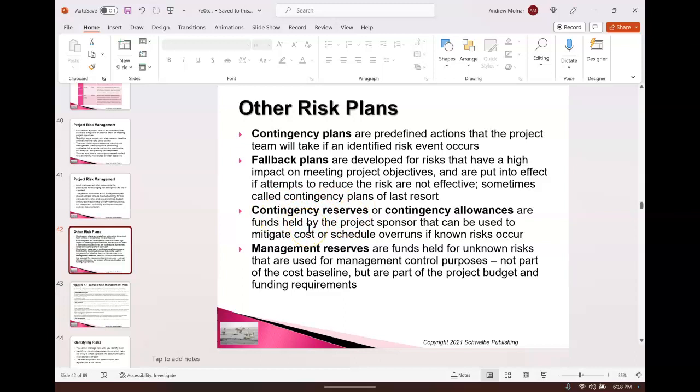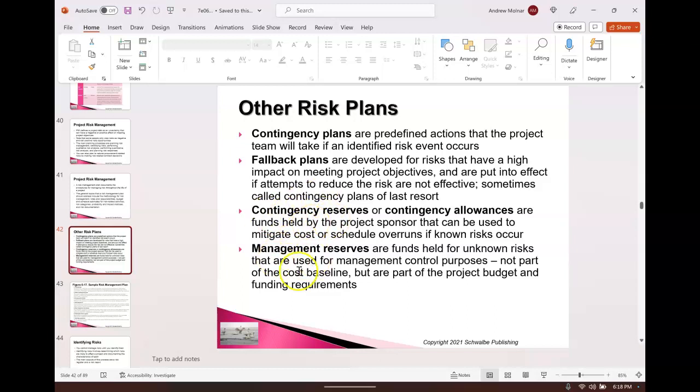Contingency reserves are the money to execute the contingency plan. What are management reserves? Well, that's money that... okay, so let me take a step back. In a contingency reserve, remember I said up top, in the contingency plan, we've identified the risk, yet we need to put money aside for it.